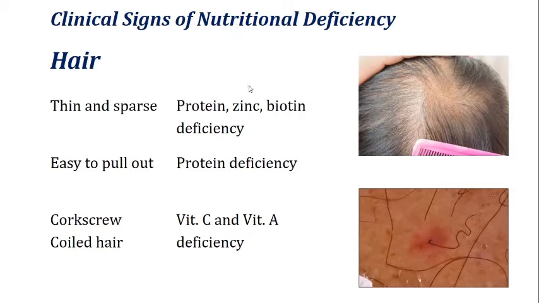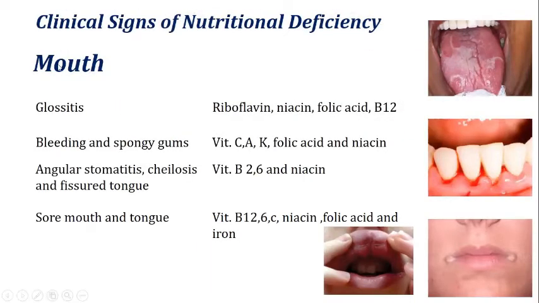Okay, then if we consider the mouth, glossitis means inflammation of the tongue. And it can be in relation to deficiencies in riboflavin, niacin, folic acid, and vitamin B12, and bleeding and spongy gums. So it can be due to vitamin C, A, K, folic acid, and niacin deficiencies.